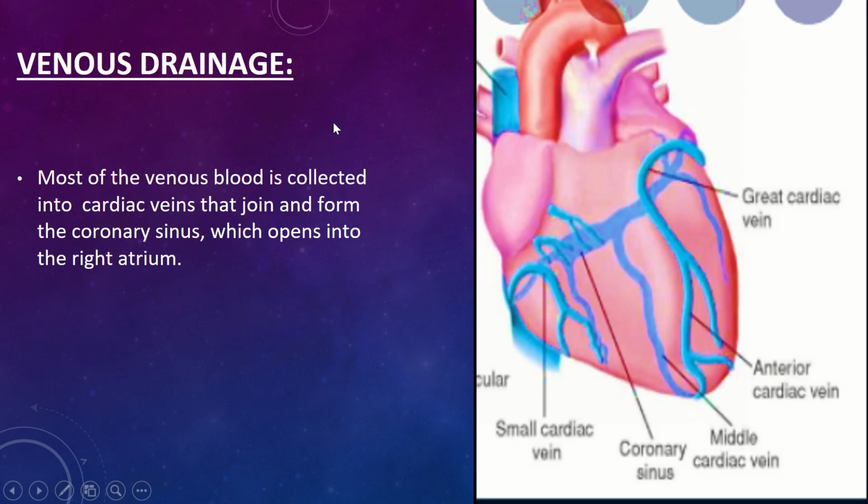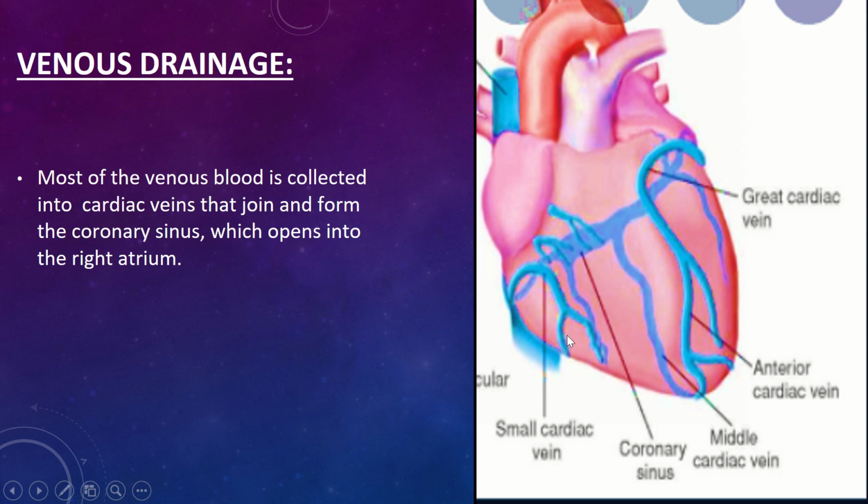Now venous drainage. Venous drainage means the deoxygenated blood from the heart, and how it is collected. Most of the venous blood is collected into the cardiac veins that join and form the coronary sinus, which opens in the right atrium. You know that the right side is the one which collects the deoxygenated blood. Here you can see the coronary sinus is the main one.